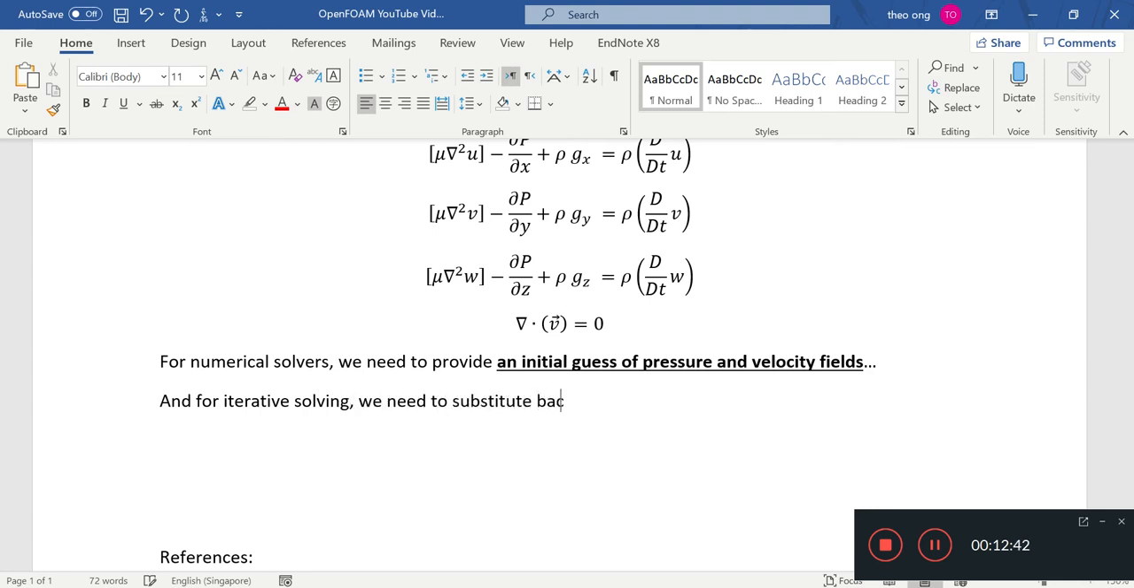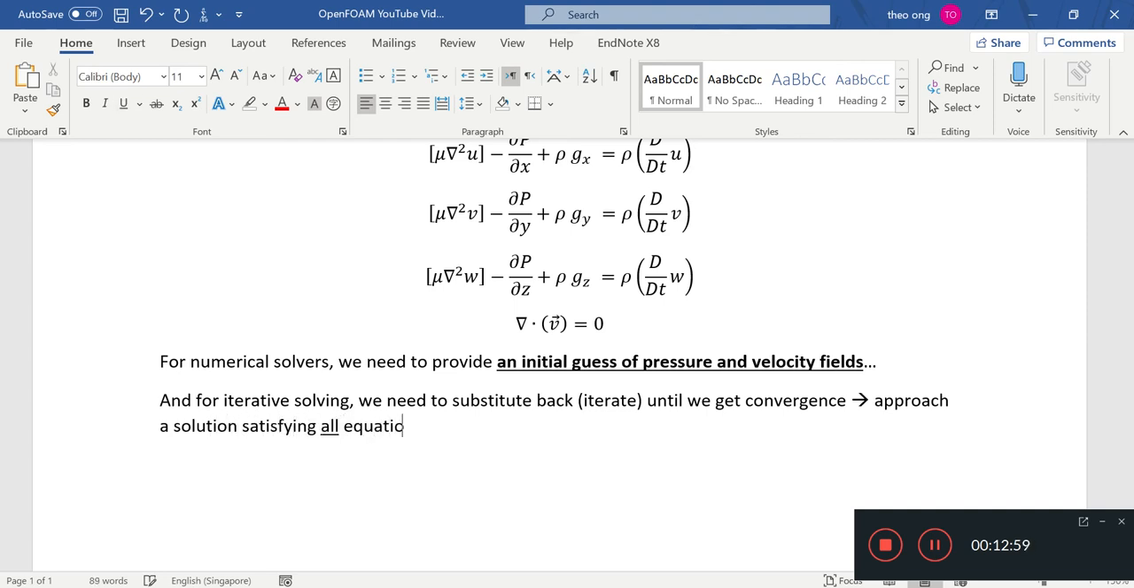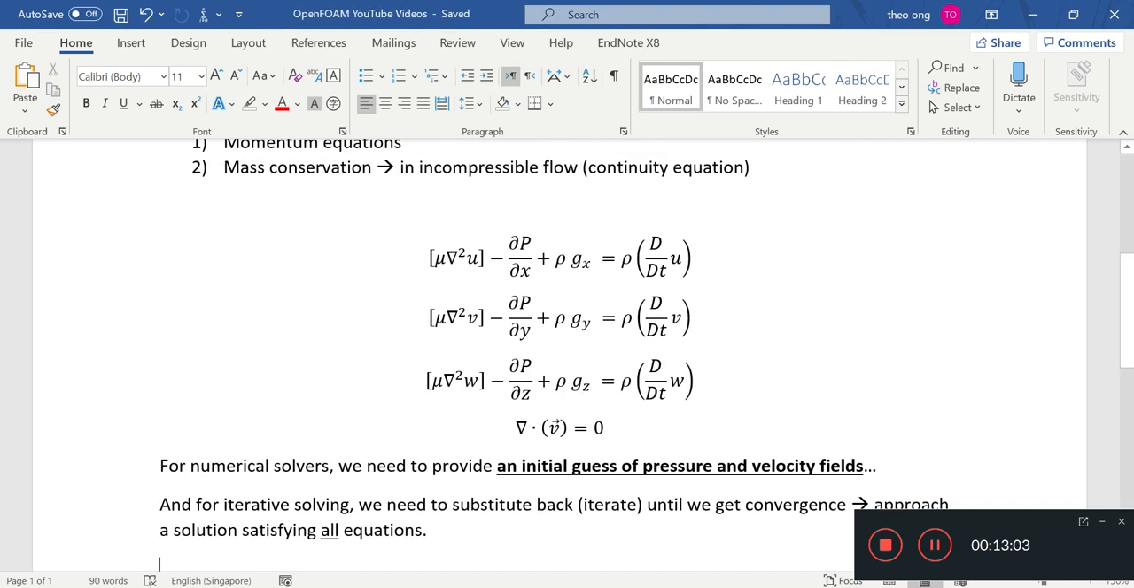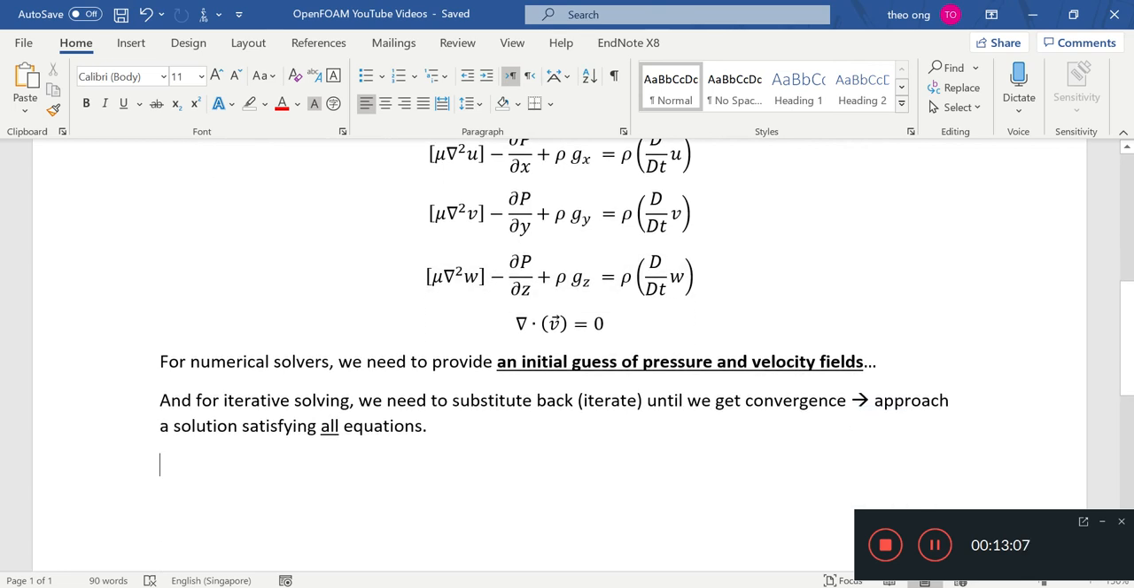For iterative solving, we need to substitute back and iterate until we get convergence, which means we approach a solution satisfying all equations. So this is basically the method of iteration. It should be very familiar, so I'm going to leave it as it is. So what do you usually start with?